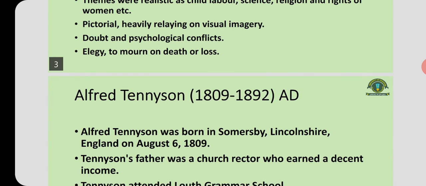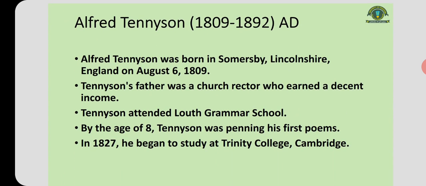So, let us now talk about our poet of the early Victorian age. Alfred Tennyson was born on August 6, 1809 in Somersby, Lincolnshire, England.